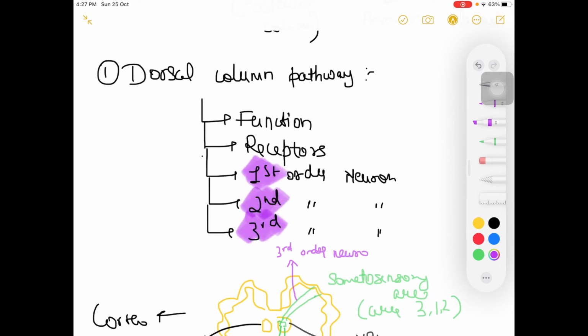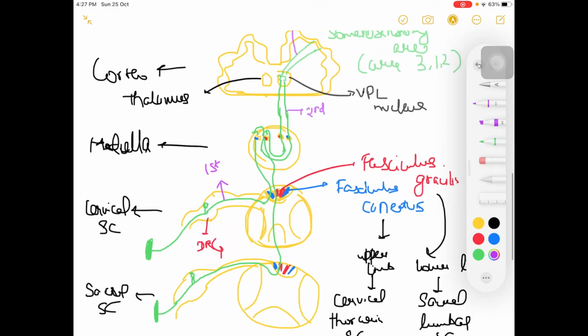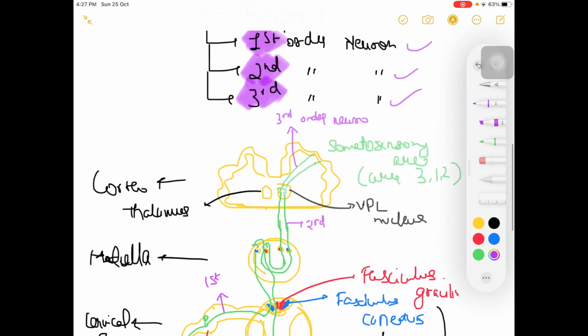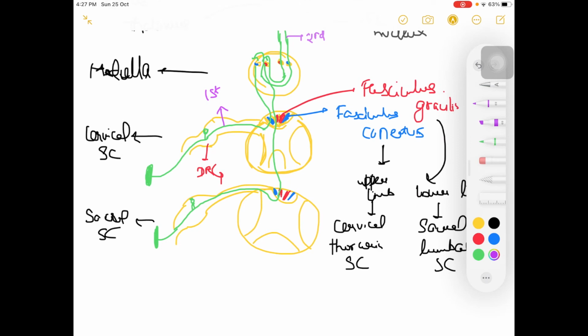So we have very well answered what are first order neurons, what are second order neurons, what are third. First were from the receptors till the nucleus gracilis and fasciculus in the medulla. Then from there, second order neurons start and terminate in thalamus. Then from there, third order neurons start and terminate in somatosensory area in the cortex. So these are your first and second and third order neurons. Now, what are the function? What are the receptors? Now question comes.